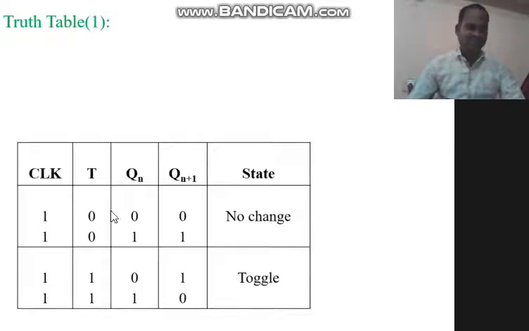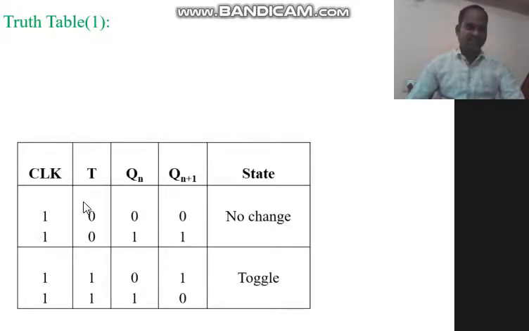The truth table for the T flip-flop. This is the truth table for the T flip-flop. If clock pulse is 1, T value 0, present value 0, next value 0. If T value 0, present value 1, next value 1. That means no change condition. If T value 1, present value 0, next value 1. If T value 1, present value 1, next value 0. That is the toggle condition. That means previous 0, present 1, previous 1, present 0. This condition is called the toggle condition.